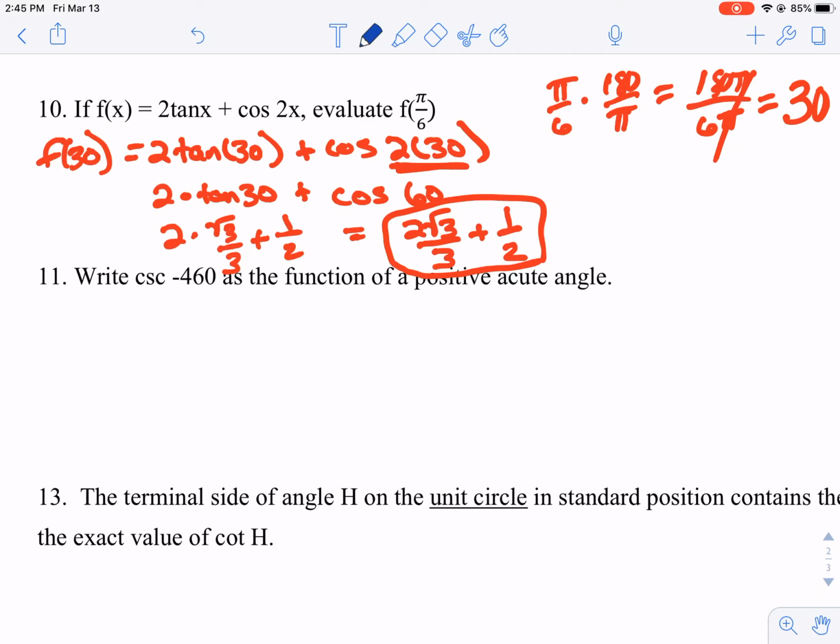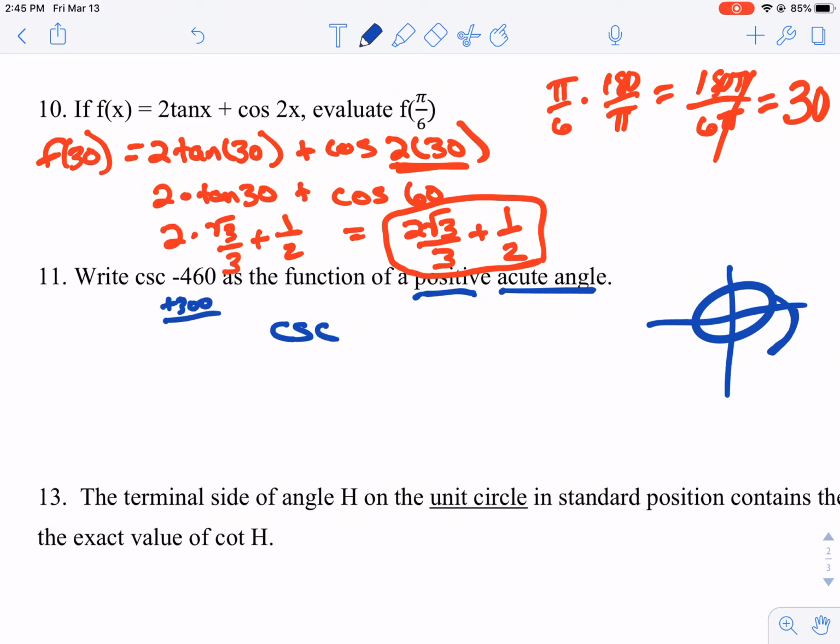Write the cosecant of -460 as the function of a positive acute angle. Well, the function doesn't change, so we still have cosecant. What we've got to do is figure out what angle is equivalent to -460. Well, -460 means I went all the way around backwards, and then I went around some more. Okay, that turned it into a circle for me. Then I went around a little bit more. In fact, let's see. If I add 360 to it, then that tells me it's -100. So let's see. Here's -90 and a little more.